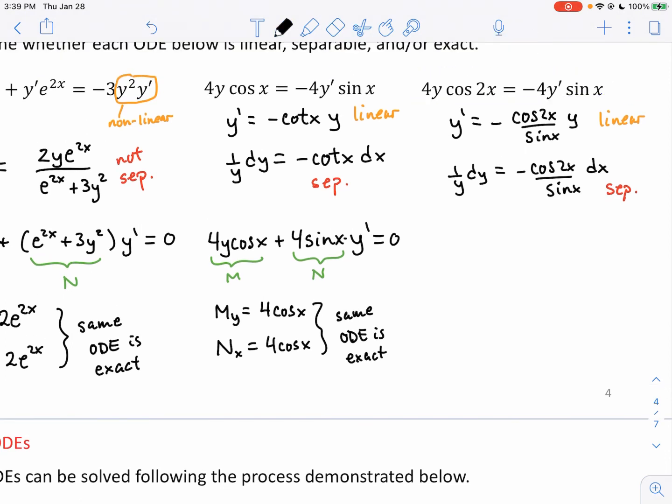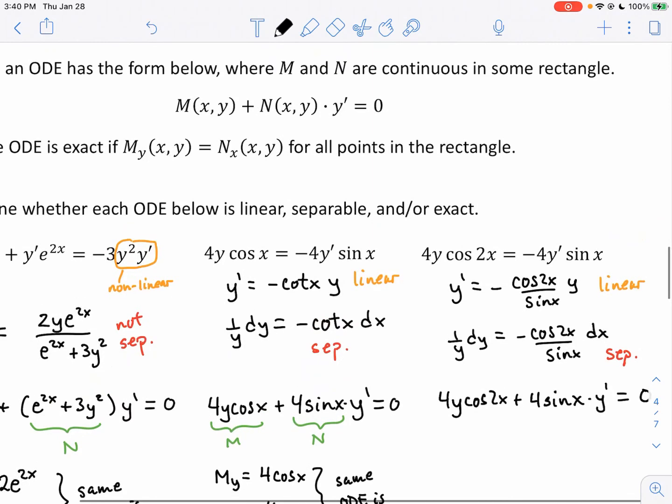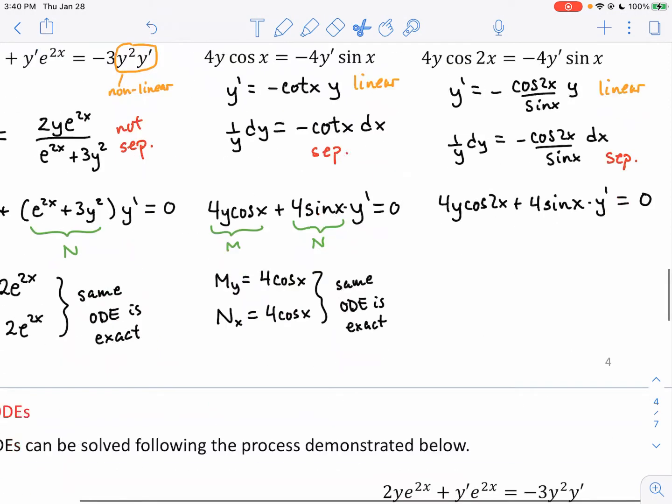in the right form. So once again, I'm just going to add, we have 4y cosine 2x. I'm going to add the 4 sine x times y prime, put the y prime at the end, just so it matches our form right here. Identify the M and the N. This time M is this 4y cosine 2x, and the N is the 4 sine x.